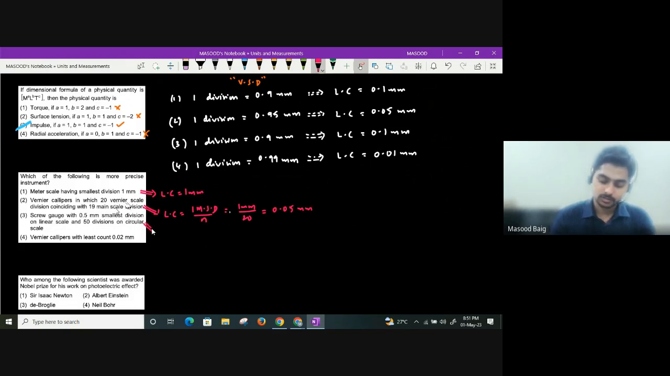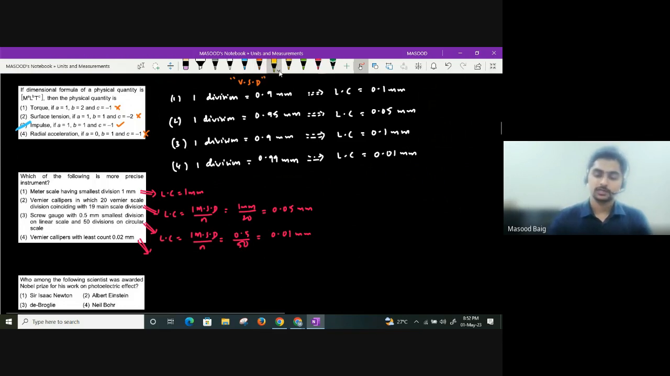Third case, you see, screw gauge of 0.5 mm smallest division on linear scale. So again, for screw gauge also I can write 1 main scale division divided by number of divisions on circular scale. Here it is given as 0.5 divided by 50, guys. So what will I get? I'll get it as 0.01 mm. 0.5 mm by 50 will be 0.05 by 5, which is 0.01 mm. And what is the vernier caliper least count? 0.02 is given.